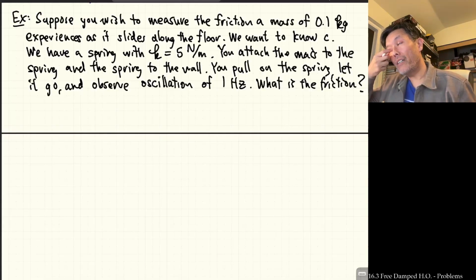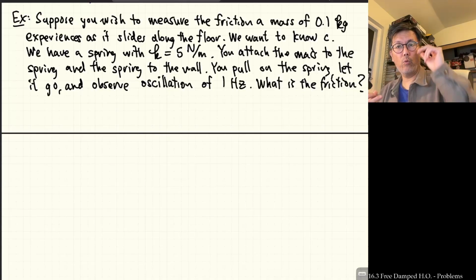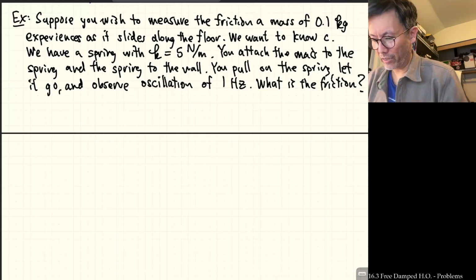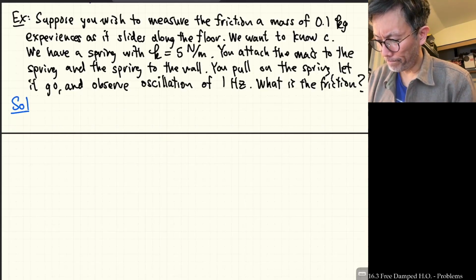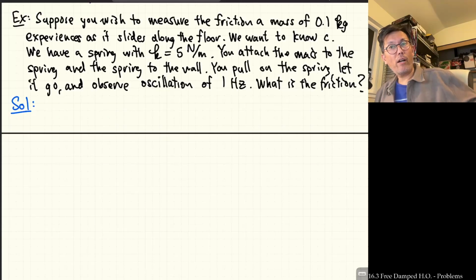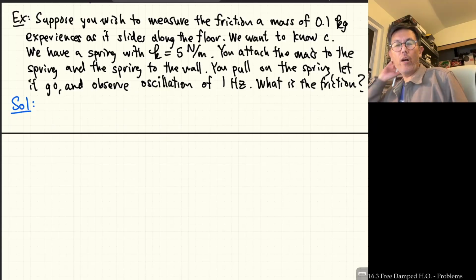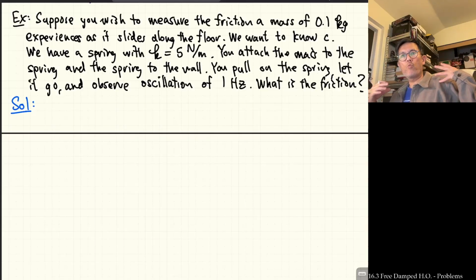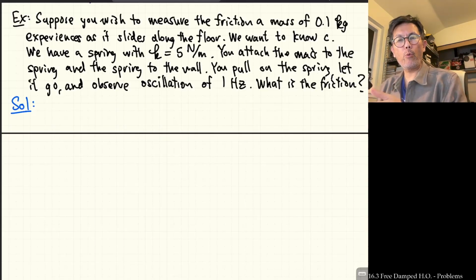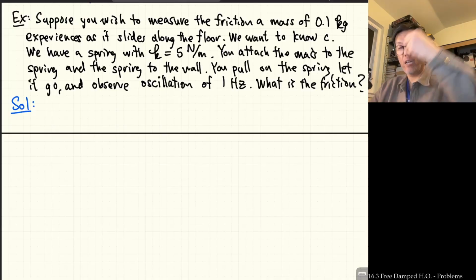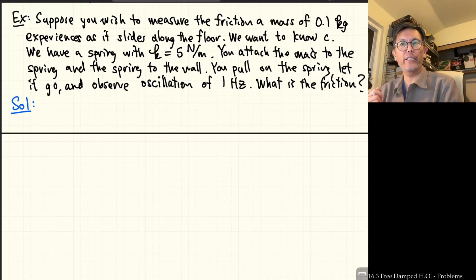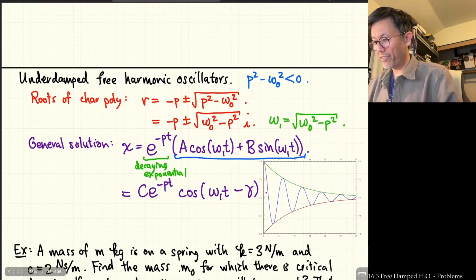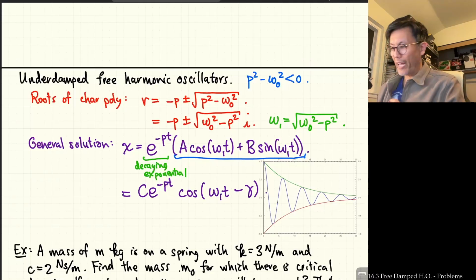This problem is interesting because it gives you a way of empirically determining the friction. Okay, so how do we go about doing this? Well, what we are seeing here with this oscillation of 1 hertz means that what we have in our system is an underdamped harmonic oscillator. So we're in the case that we talked about in the last video.